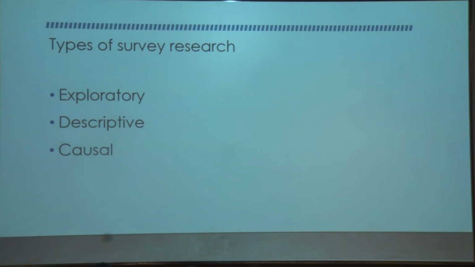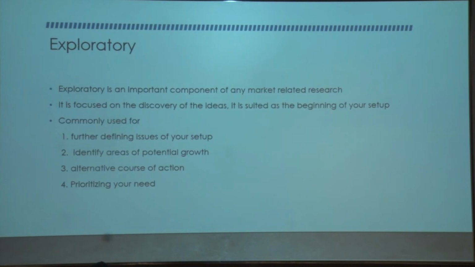The types of survey may be exploratory, descriptive and causal. Sometimes at low cost we can go for a causal survey also. Or we can explore many points, and that is the descriptive type. Exploratory is an important component of any market-related research. It is focused on the discovery of ideas. It is suited to the beginning of your setup. So an exploratory survey is for a beginner. If you want to set up in a new area or new location, or as your first setup, you have to do an exploratory survey.